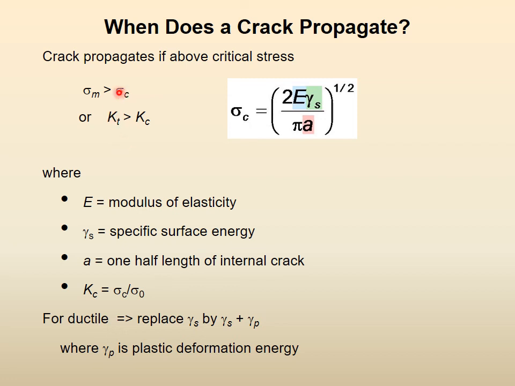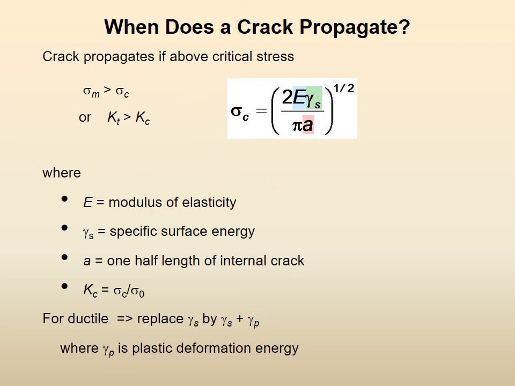So what is the value of this? Again, we are not telling you the derivation for now, but here 2E, E is the Young's modulus. Gamma S we will know is the specific surface energy, the energy required to create the new crack surface. Pi is pi, a is the half crack length, and this is the square root of the whole thing, right? Now this is great, that this gamma S, the specific surface energy, is a property of the material.